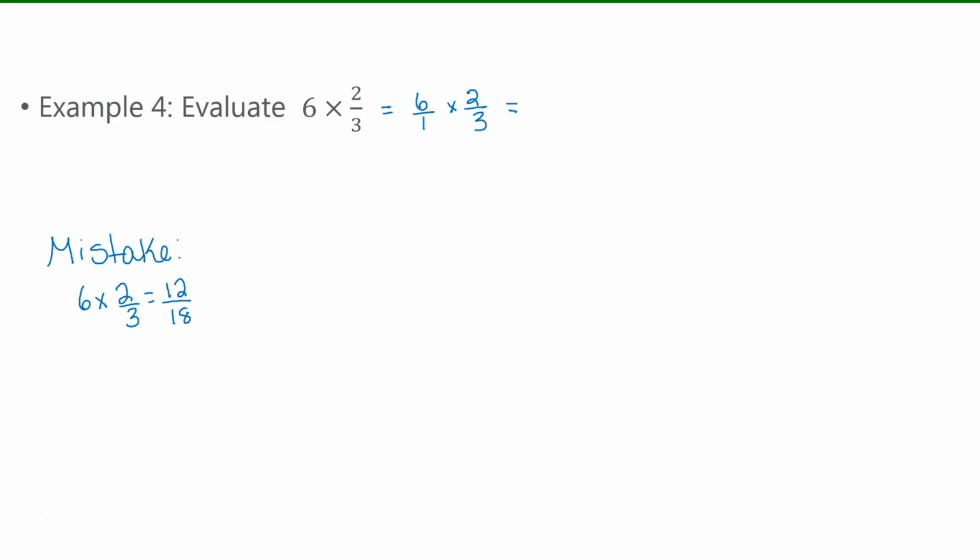Now before I multiply though, I am going to reduce. The 6 and the 3 can both be divided by 3. 3 goes into 3 once, and 3 goes into 6 twice. Now we'll multiply. 2 times 2 is 4, and 1 times 1 is 1, or just 4.